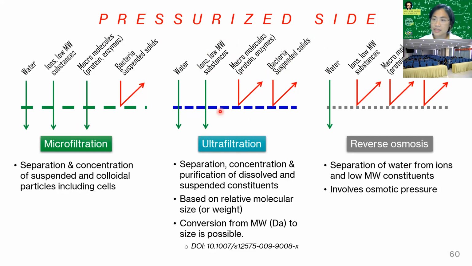Remember that each type of membrane has a designated pore size. So if you want to use ultrafiltration to exclude any enzymes or proteins, you have to choose the correct sizing. Ultrafiltration is used in separation, concentration, and also purification in this case, of dissolved and suspended constituents. For microfiltration, it involves separation and concentration, but with ultrafiltration, we start doing purification as well, based on relative molecular size or weight.